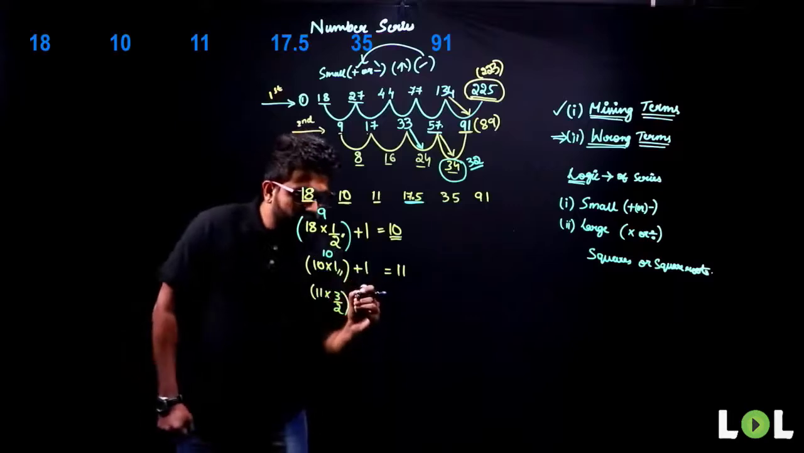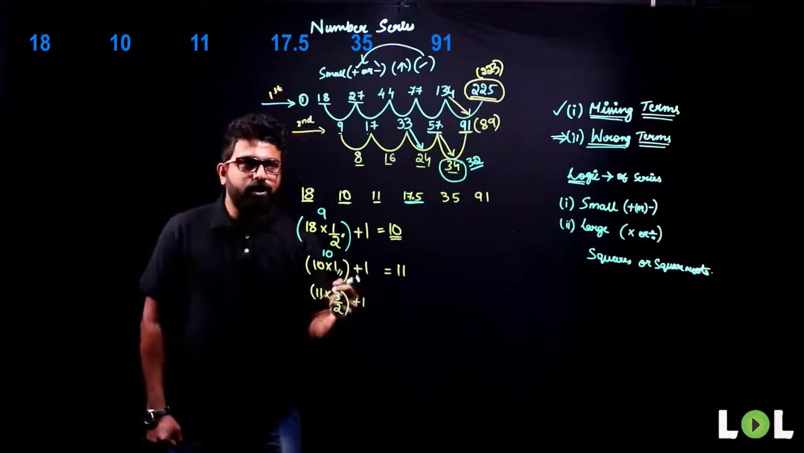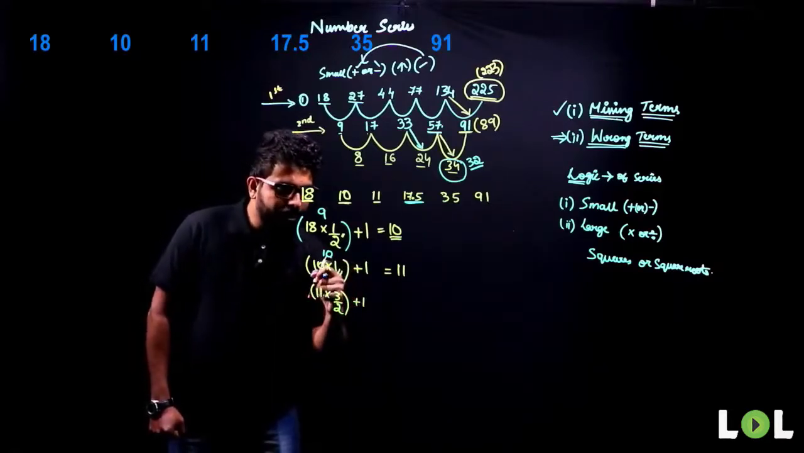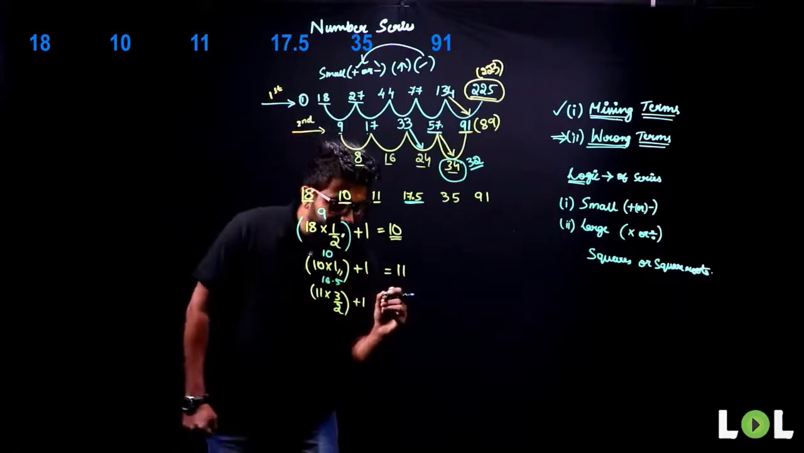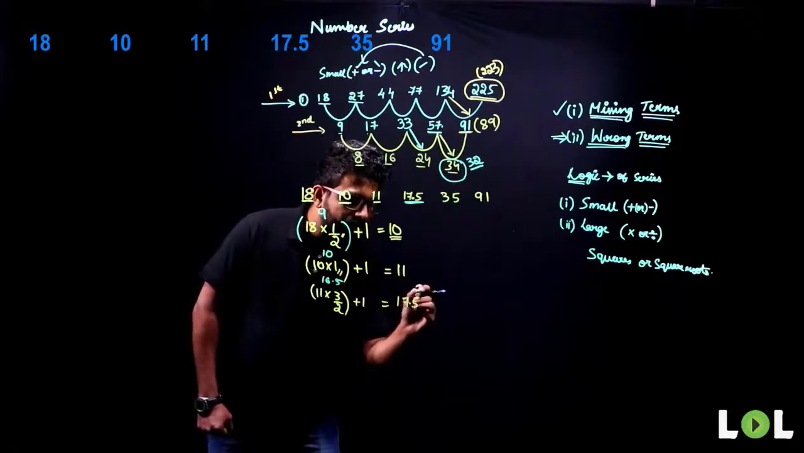Now then what do I need to do? I need to add 1. Let me check for this logic. 11 into 3 by 2. What do I get? 11 into 3 gives me 33. 33 divided by 2 gives me 16.5. 16.5 plus 1 gives me 17.5.